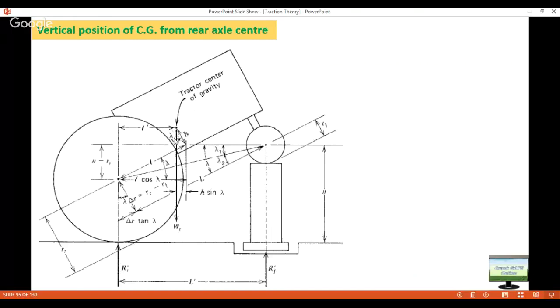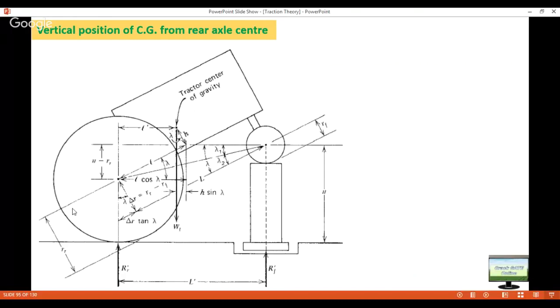So if you see in this right-angled triangle, then this vertical line will be h cos lambda, and this horizontal line will be h sin lambda. Just listen very carefully to what I'm saying. So this is your h sin lambda, this horizontal distance. This horizontal distance is your L cos lambda.